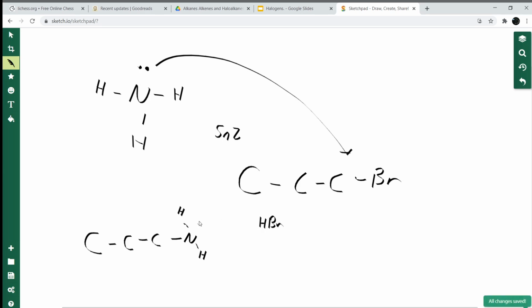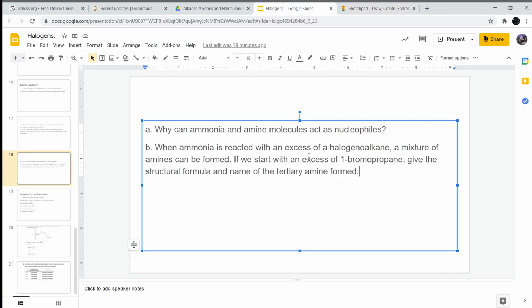Now, what I want you guys to take note of, remember, this nitrogen had a set of unpaired electrons, okay? All right, so we have a set of unpaired electrons here. Notice what this is asking here. It's giving us some information. It's saying that when it's mixed, a mixture of amines can be formed, okay? So this is saying that both ammonia and amines can act as nucleophiles. The question is giving us some information to go forward.